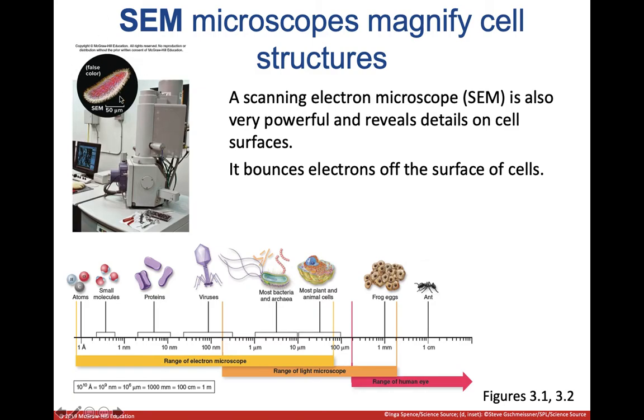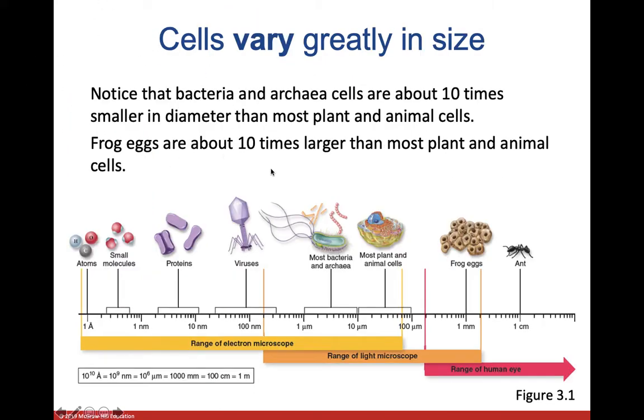Very interesting process. It creates a lot of detail at the surface of what a bacteria or a virus would look like. So this allows you to see the protein structures and things like that on the surface of cells. Very cool. Now, cells can vary greatly in size, and I think I mentioned that already.